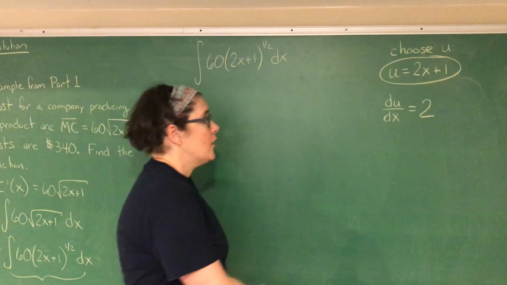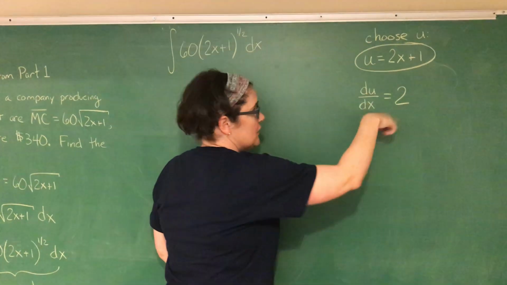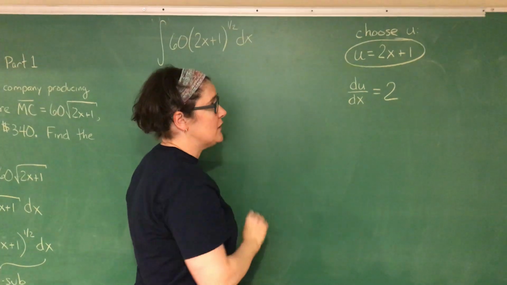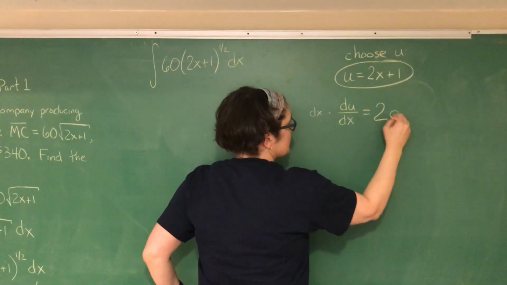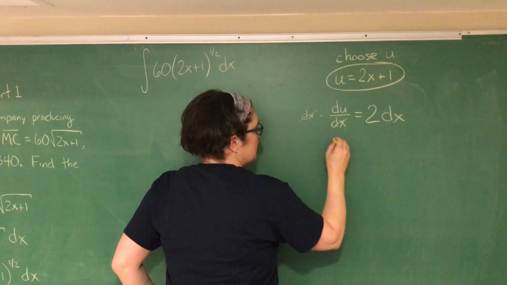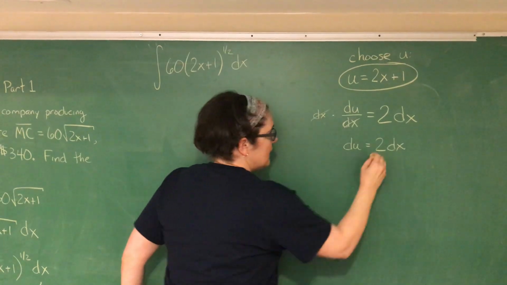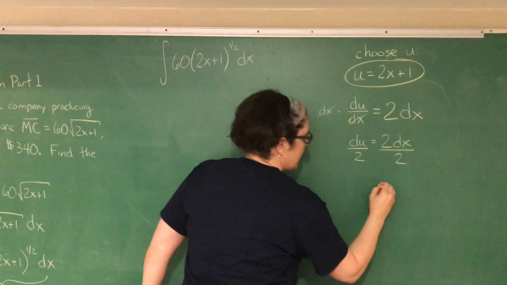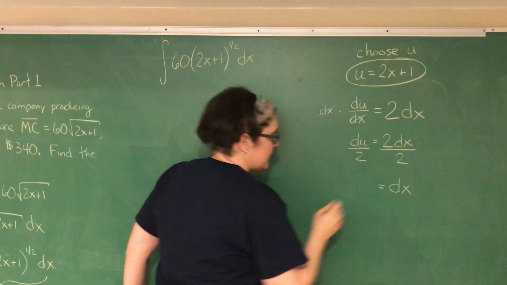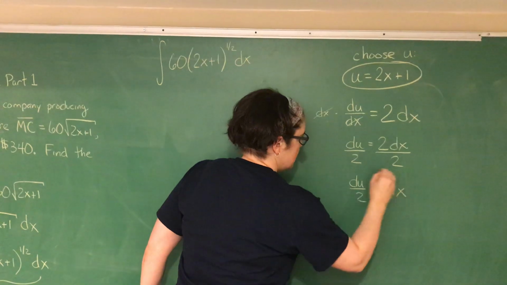Once I take the derivative, my next step is to solve this equation for dx. So I'll multiply both sides by dx, which leaves me with du equals 2 dx, and then divide both sides by 2. And so what I end up with is dx on the right side is equal to du over 2.